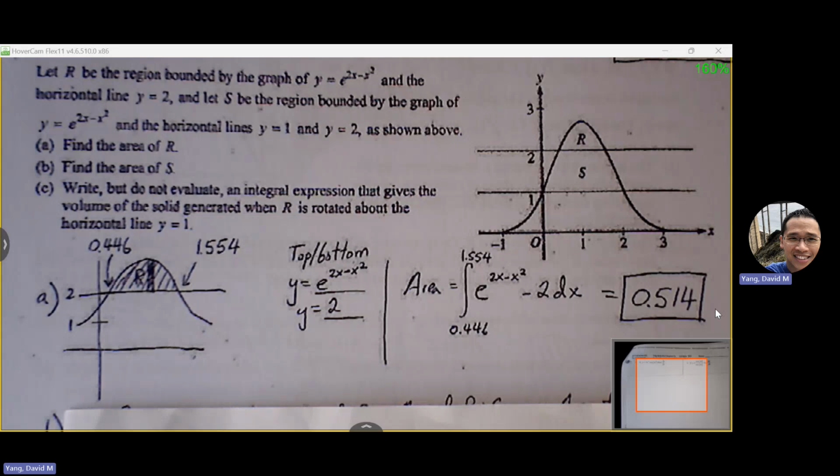Part B, find the area of S. So there's two ways of doing this. One way is we can maybe think of this as, well, I have region R already. So we can find the area of this region, find the area of the rectangle, find the area of that portion there. So that's doable. We can definitely think of it as 3 separate regions and then add them together.